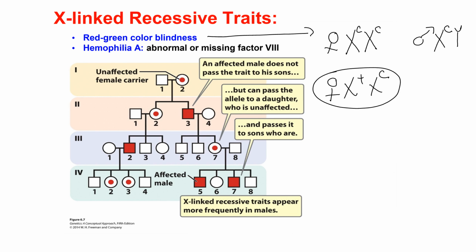Another important feature of X-linked recessive traits is that the trait is never passed from father to his sons, and it is because the father always passes on to his sons the Y chromosome. He passes the X chromosome to his daughters, but always the Y chromosome to his sons.